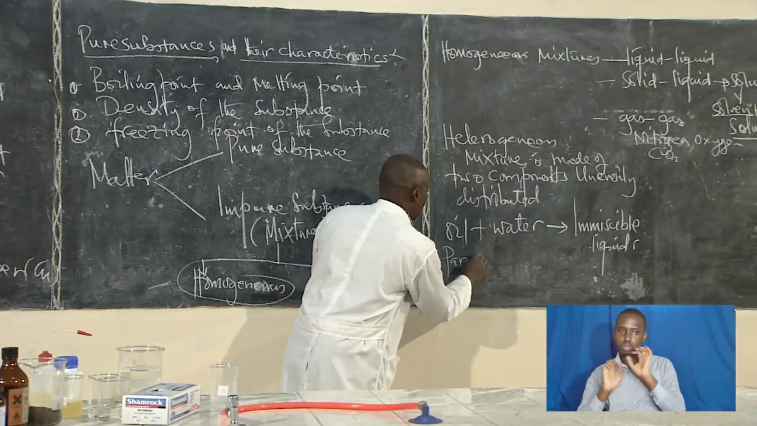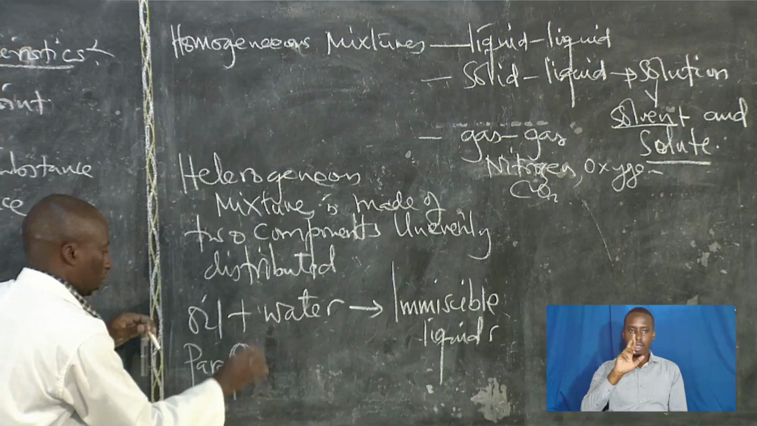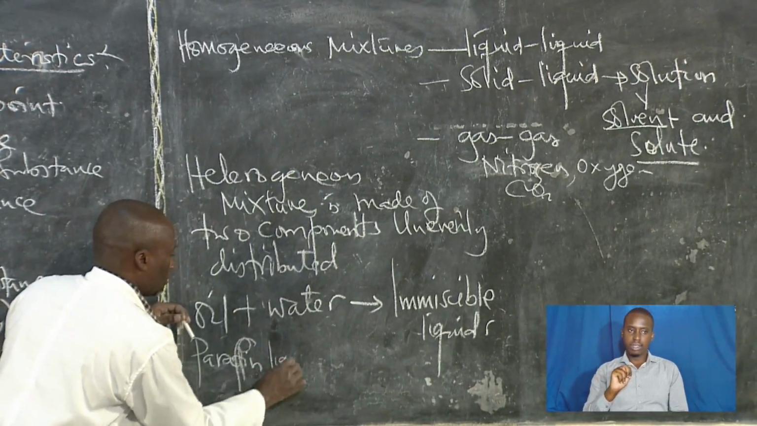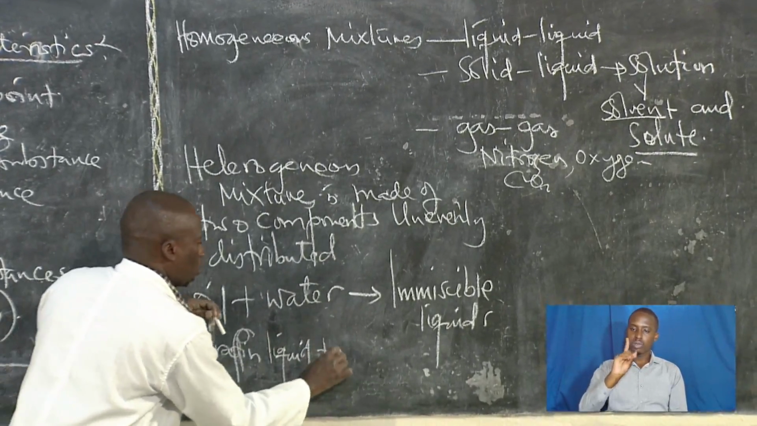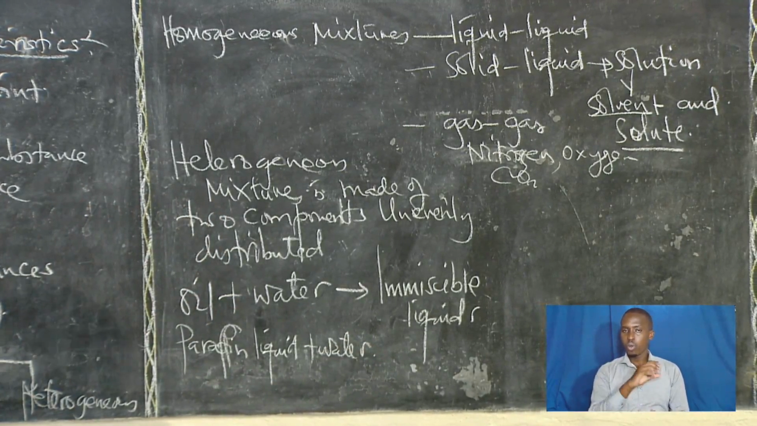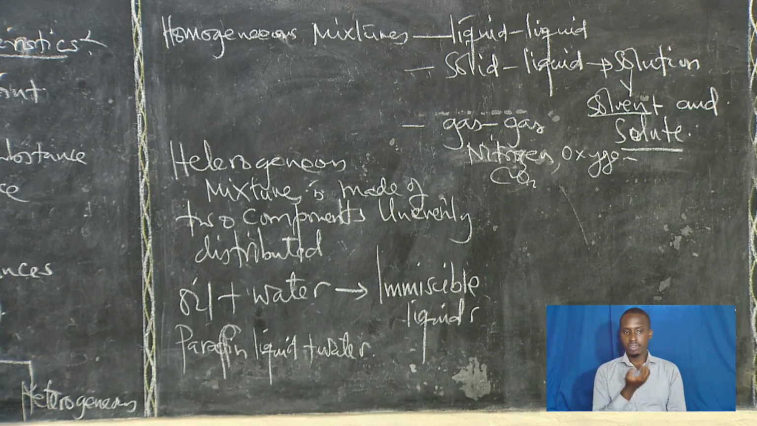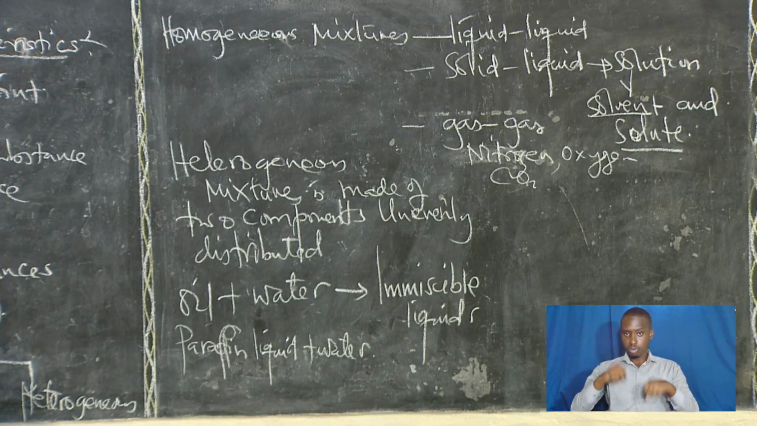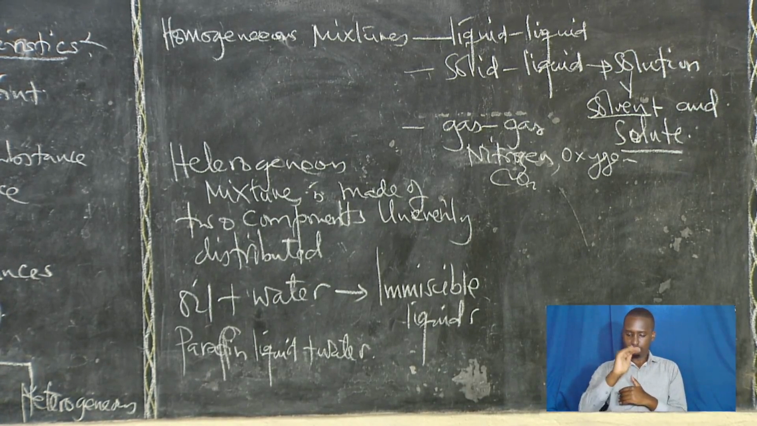We can have paraffin liquid and water. This is one of the other examples that we can have that form layers. They are immiscible and they are heterogeneous.